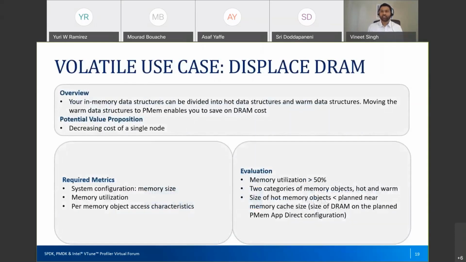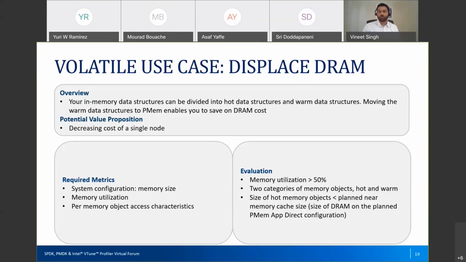The first case here is displacing DRAM. It's similar in use case to one of the memory mode use cases, but the implementation is different. What you need to do here is find out if you have two categories of data structures: one of them is more frequently accessed, one of them is less frequently accessed. What you can do is put the more frequently accessed data structures on your DRAM and the less frequently accessed data structures on your PMEM. The idea here is that your cost of a single node will go down. So you run your workload on a DRAM only system.